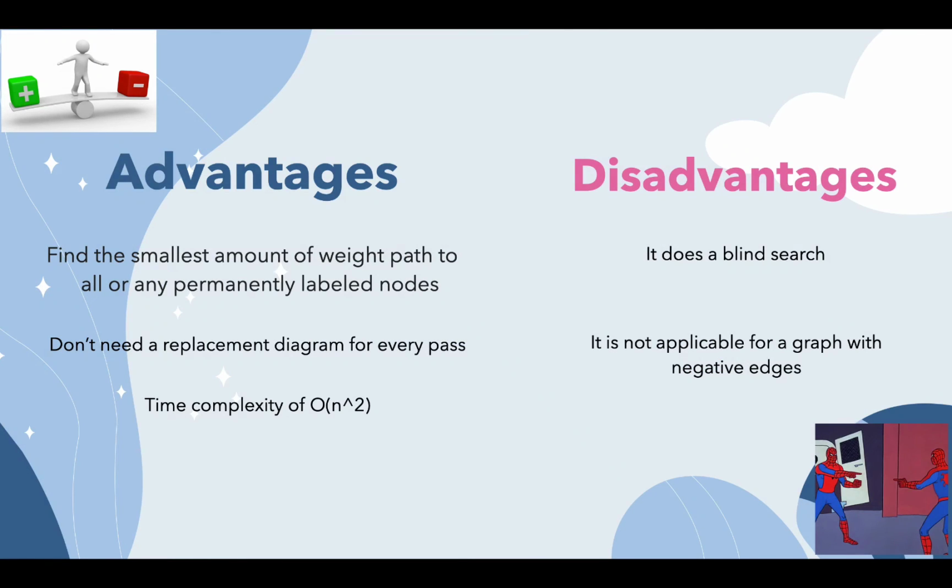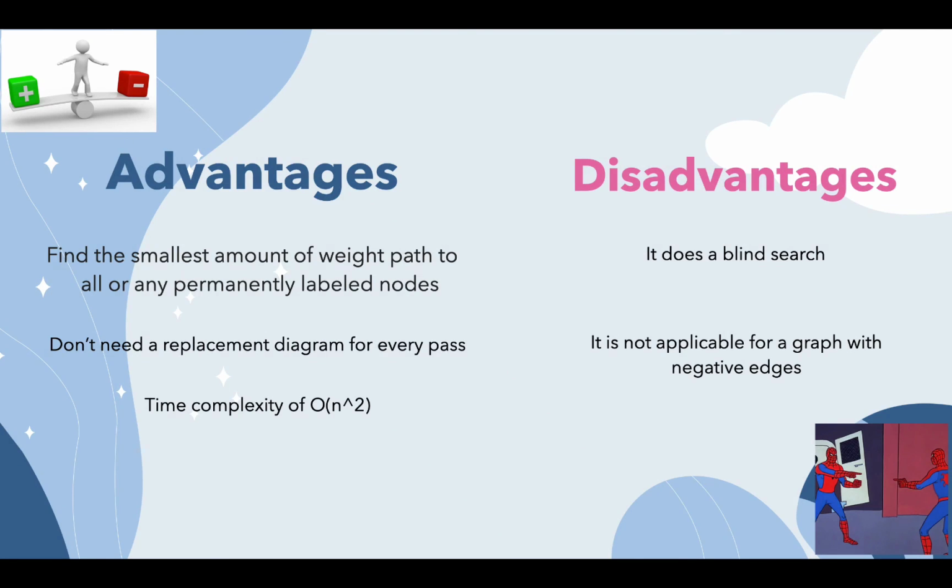Now let's talk about the pros and the cons. The advantages of the mentioned algorithm: First of all, we find the smallest amount of weight passed to all permanently labeled nodes. Secondly, we don't need a replacement diagram for every path. And the last one, Dijkstra's algorithm has a time complexity of n squared, so it's efficient enough to use for relatively large problems.